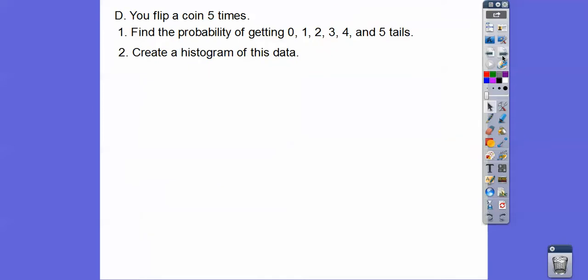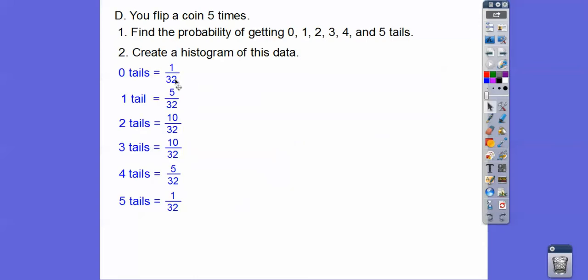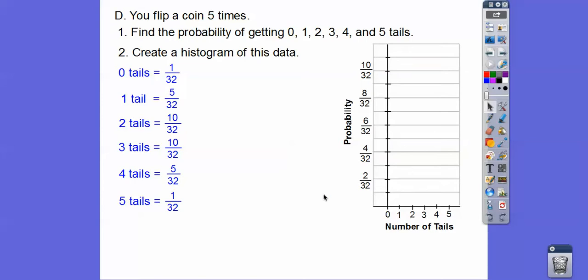So now let's create a histogram using this data. Here's our probability. Typically this is our x-axis, this is our y-axis. So the x-axis is the number of tails, 0, 1, 2, 3, 4, 5. And the y-axis is the probability, which is going to go from 1 over 32 all the way up to 10 over 32. So something like that.